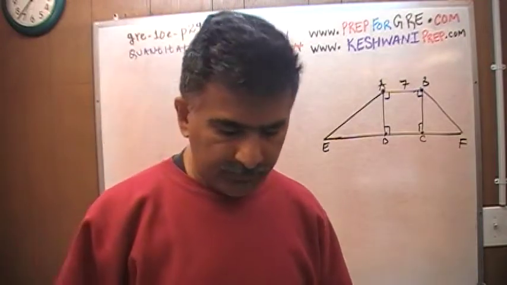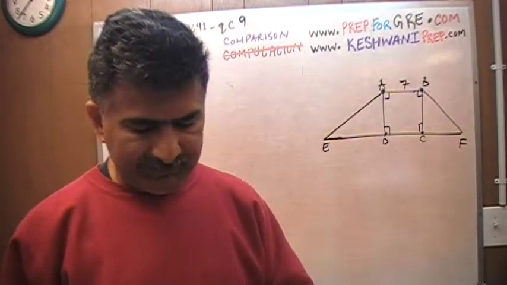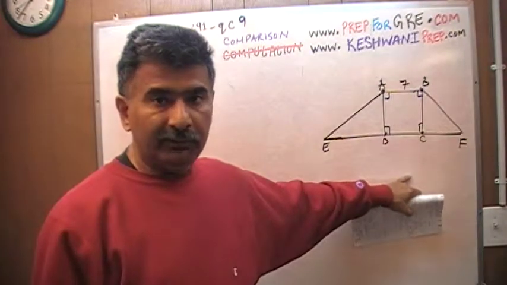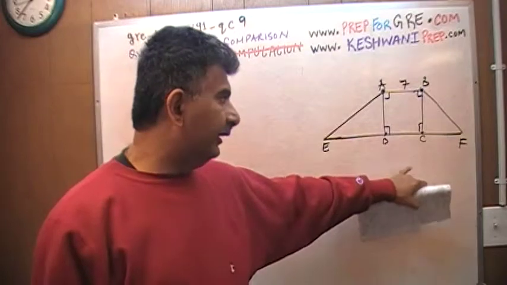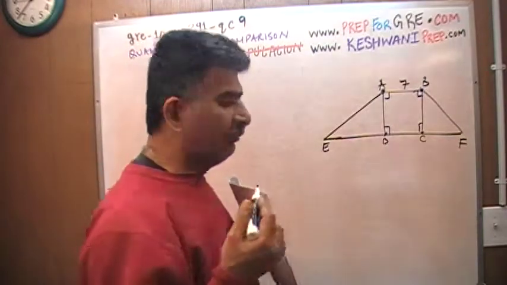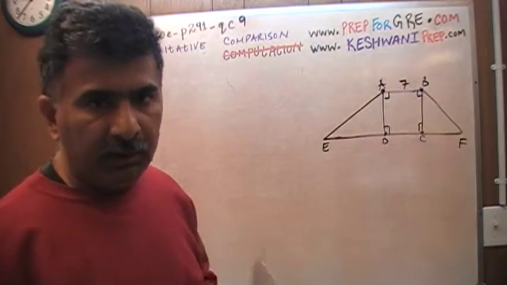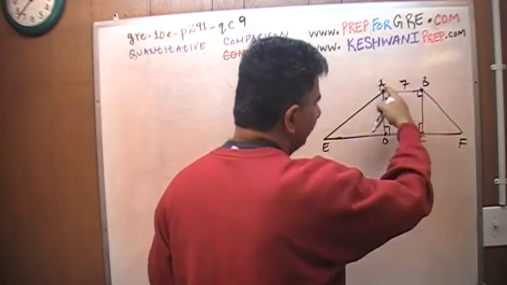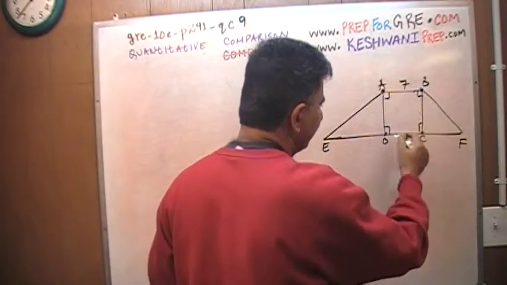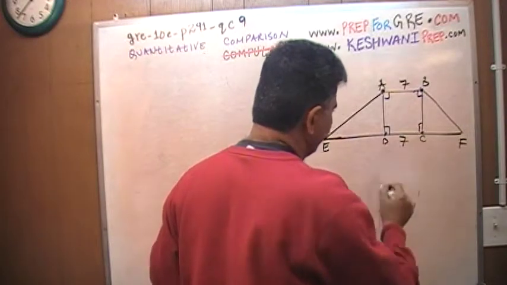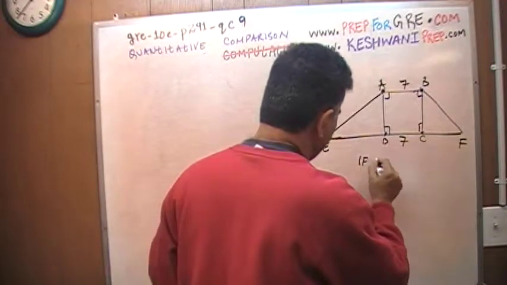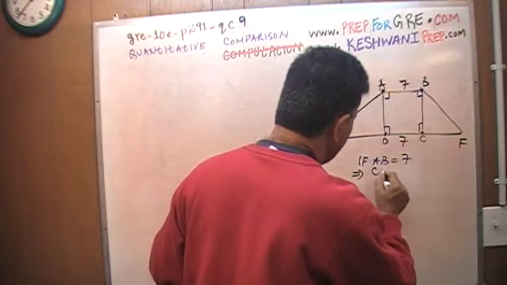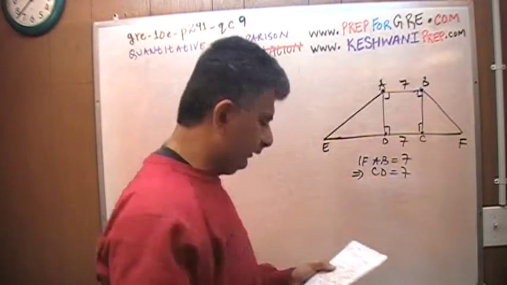They want you to compare the area of the rectangular region ABCD. So this is a rectangle, even though the way I drew it looks almost like a square. Regardless of whether it's a rectangle or a square, since these lines are coming straight at 90 degrees, if A to B is 7, then C to D also has to be 7.